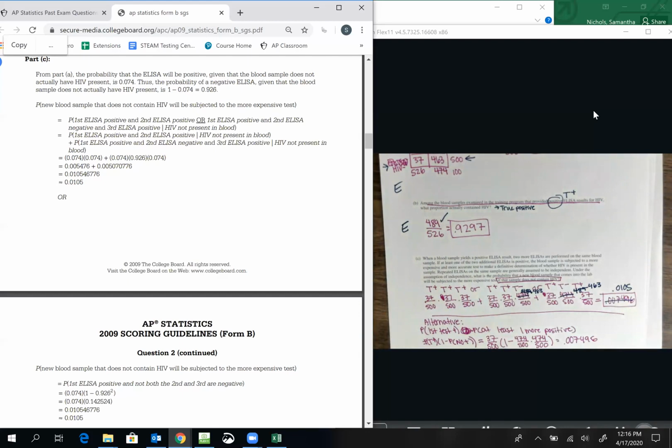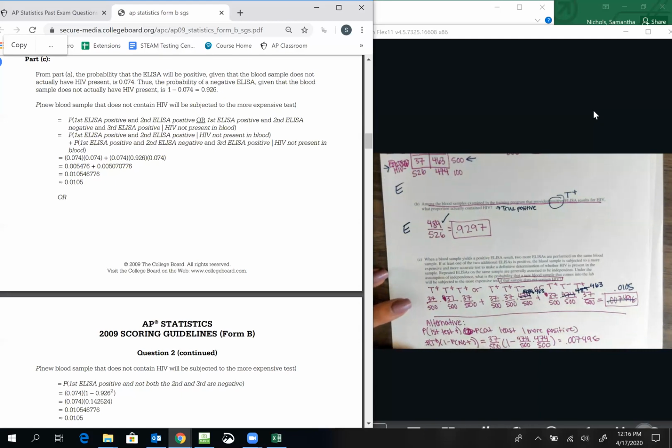Alternatively, the other option is to say your first test has to be positive, and then we need at least 1 more positive test. As we know, at least 1 more positive is the same thing as 1 minus no positives. So I have to start with a positive test, and then I need at least 1 more to be positive. So I just did 1 minus the probability that they're both negative, and that'll give me 0.0105.